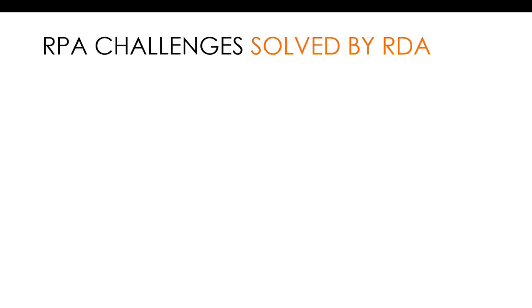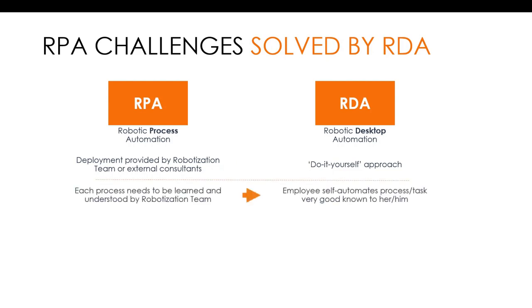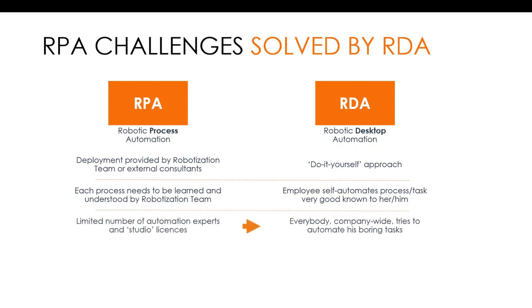We are concentrating on RDA because classical RPA faces substantial challenges, like deployment is provided only by the robotization team. In desktop automation, business people with a do-it-yourself approach are preparing the simple and medium-complicated macros by themselves. In process automation, all processes need to be analyzed by a robotization team, which is time-consuming. In RDA, business people automate tasks well known to them.